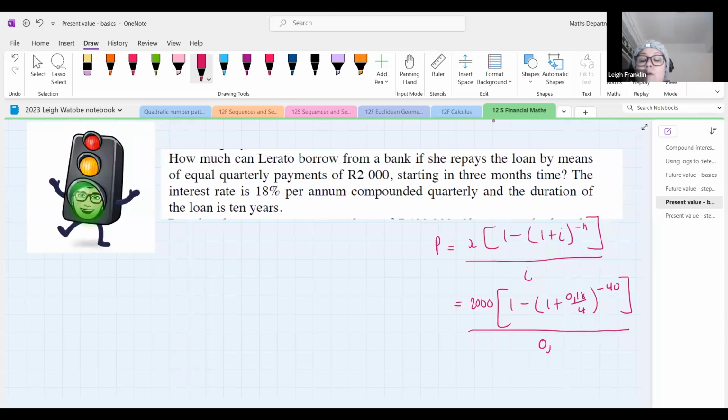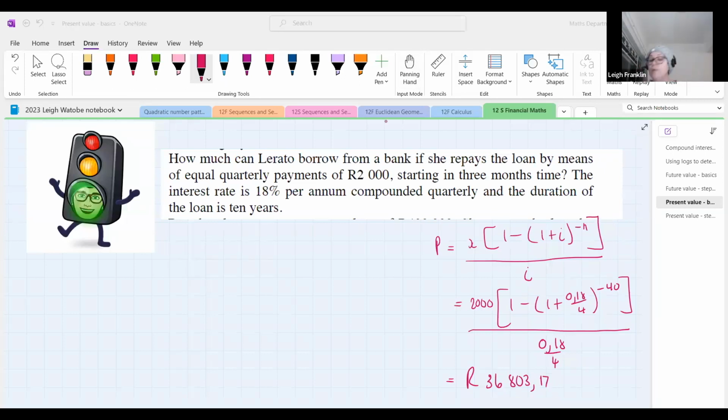Okay, 0.18 over 4. And that means that Lerato would have been able to borrow 36,000, as you guys told me, 803 Rand and 17 cents.